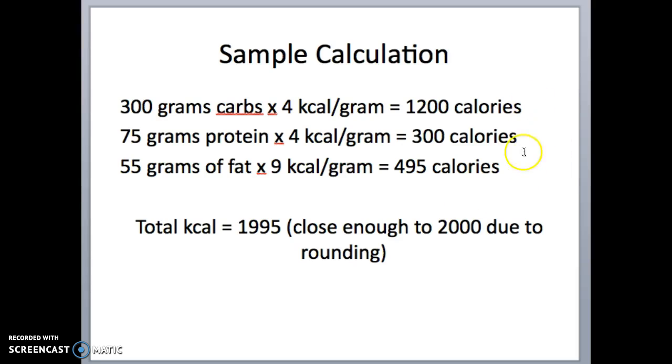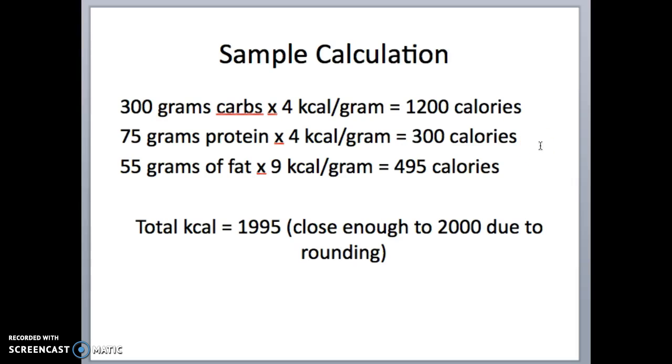Now, if you add all these up, they don't quite add up to 2,000, and that's just due to rounding, and that's okay. Your numbers typically aren't going to be even. Even when we do calculate percentages, they're probably not going to be even either. You might get 100%, you might get 98, you might get 102. That's usually just due to rounding.